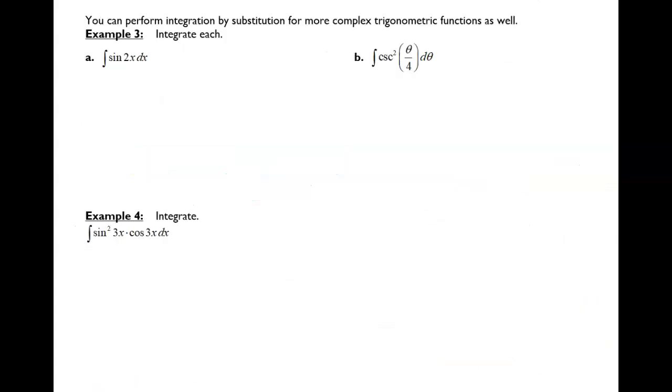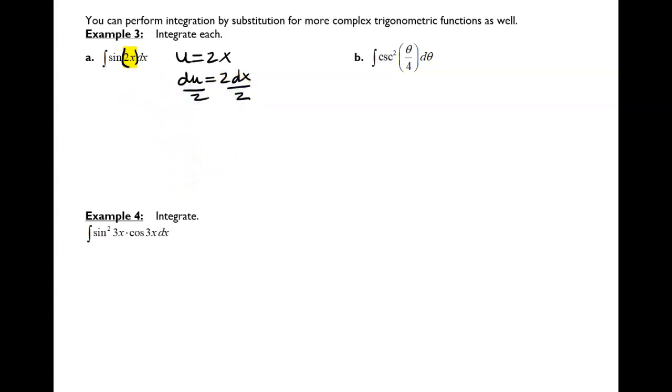So you can perform integration by substitution for more complex trig functions as well. This is when you see essentially anything inside of a trig function besides just an x. So here I have sine of 2x. There are no parentheses here, but 2x is actually inside of the sine there. And so 2x will be our u. Our du is 2 dx. We don't have a 2, so we're going to divide by 2.